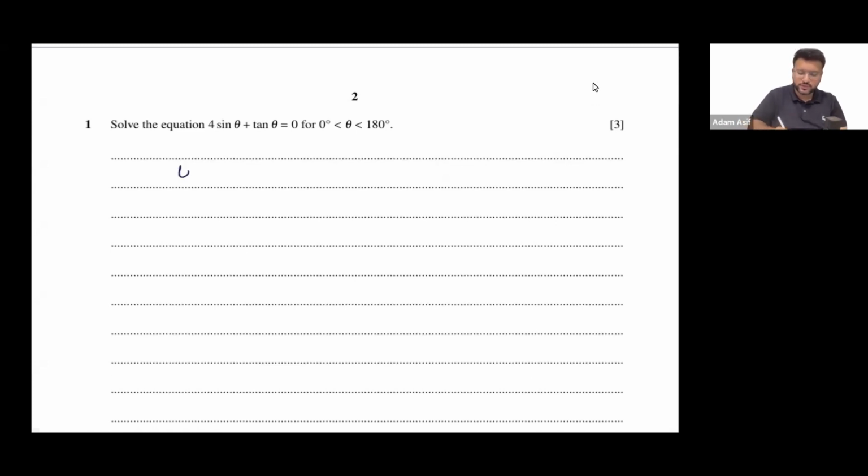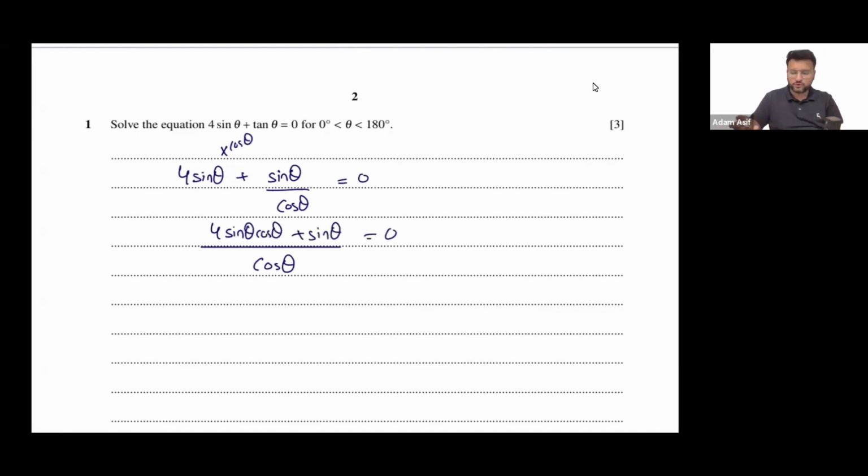So the first step is to replace tangent theta with the identity sine theta upon cos theta. Make the denominators common. First, you make the denominators common. That's going to be cos theta. This is going to be multiplied by cos theta. So that's going to be 4 times sine theta cos theta plus sine theta equals 0. You cross multiply, you're going to end up getting 4 sine theta cos theta plus sine theta equals 0.